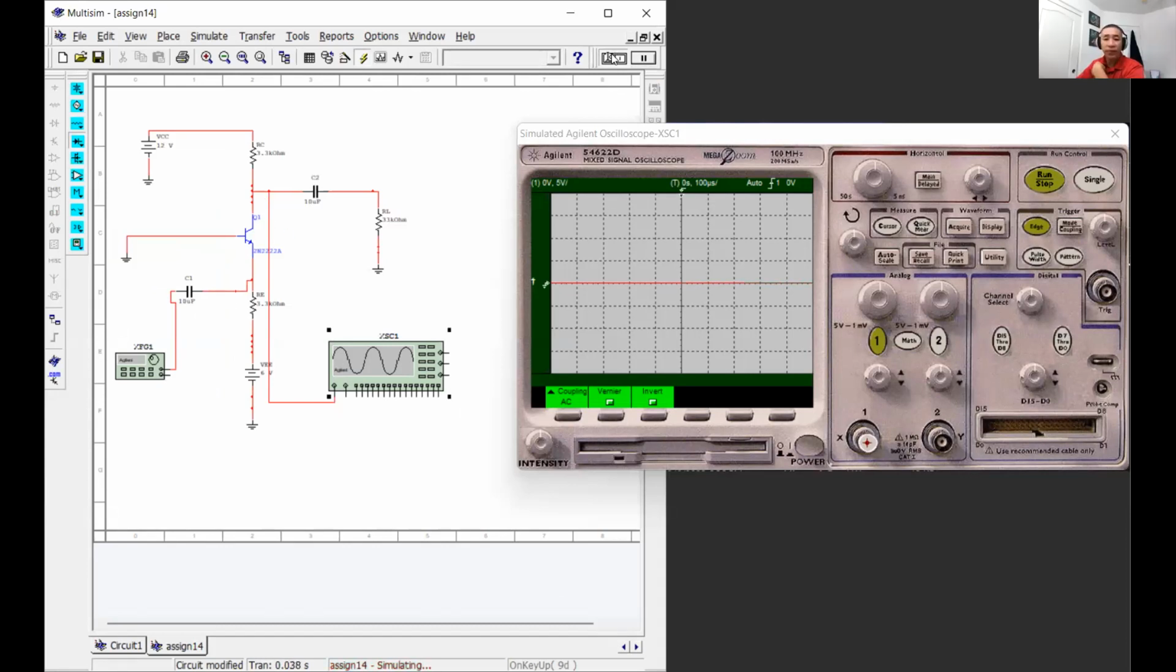Okay, so let me see. We got the 10 volts that is going in there, that is going to go there, the power supply. Okay, let me look at this. Is this lab 14? Okay, let me look at the circuit real quick.